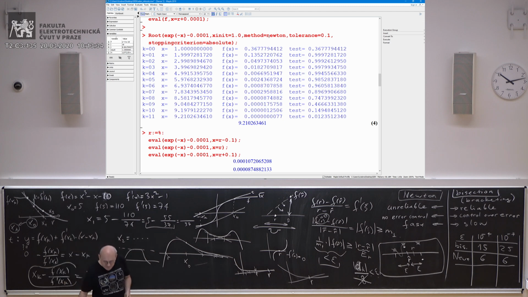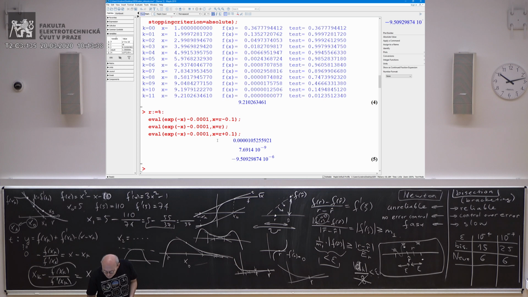So I got a new estimate. Let's have a look at it. Is it good enough? Yeah, I got a change of sign, as you can see. So now I know for sure that there is a root within 0.1 of this approximation. So you can see that in this particular example, the absolute difference worked best. But there are examples when it doesn't work best, so you never know.